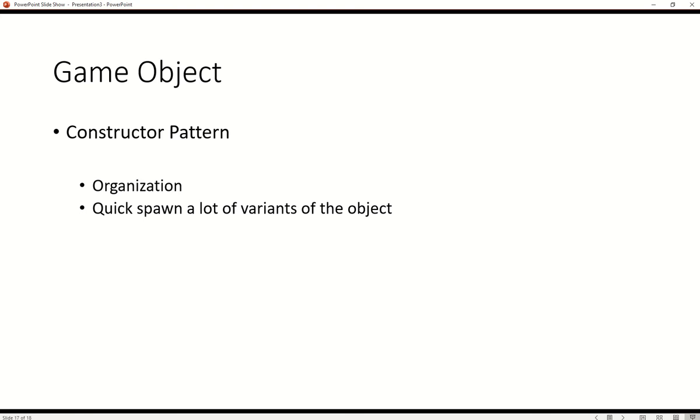A pattern is basically a way we organize and program code so that it solves a particular issue. And I can show you what the issue will be and what the constructor pattern saves us from. Patterns offer some form of organization to solve a problem. And this constructor pattern allows us to quickly spawn a lot of variants of the same object. So we can create an object once, and then we can spawn a whole different variations of it very quickly. It saves time, basically. So let's get into it.